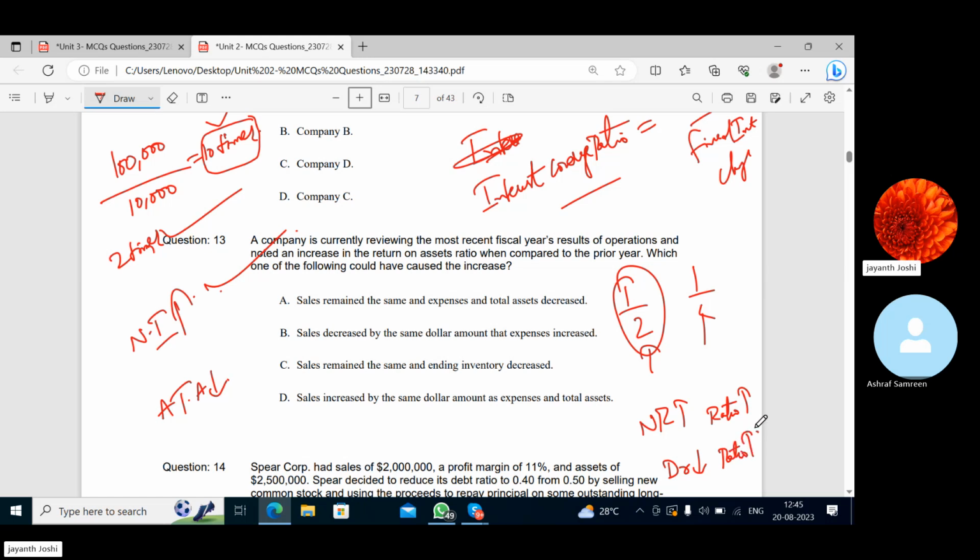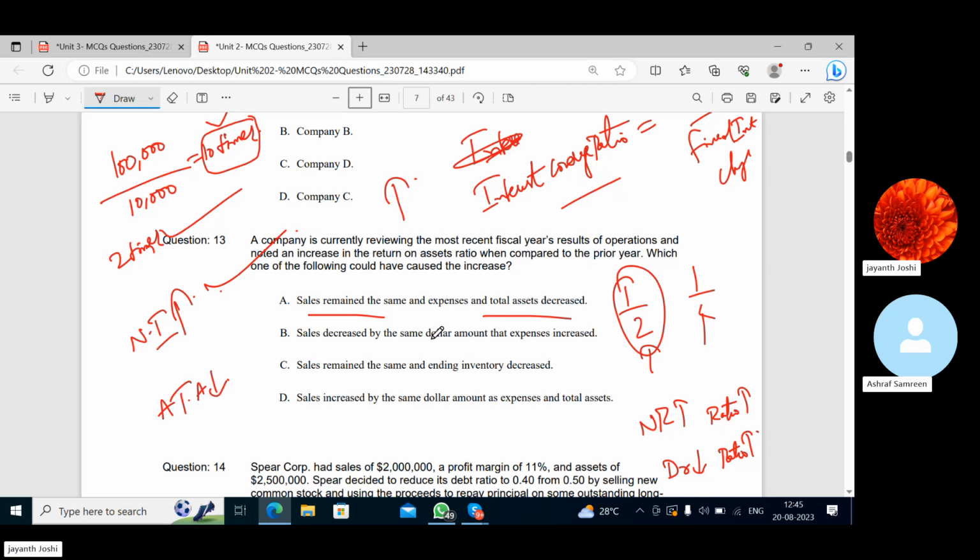Next. Now you have to do this. I know they are not directly conveying the reasons. So a company is currently reviewing the most recent fiscal year's results of operations and noted an increase in the return on assets ratio when compared to the prior year. Which one of the following has caused the increase? Sales remained the same and expenses and total assets decreased. See, let the sales be okay, but if the expenses decreased, what will it do? It will increase your profit, right?